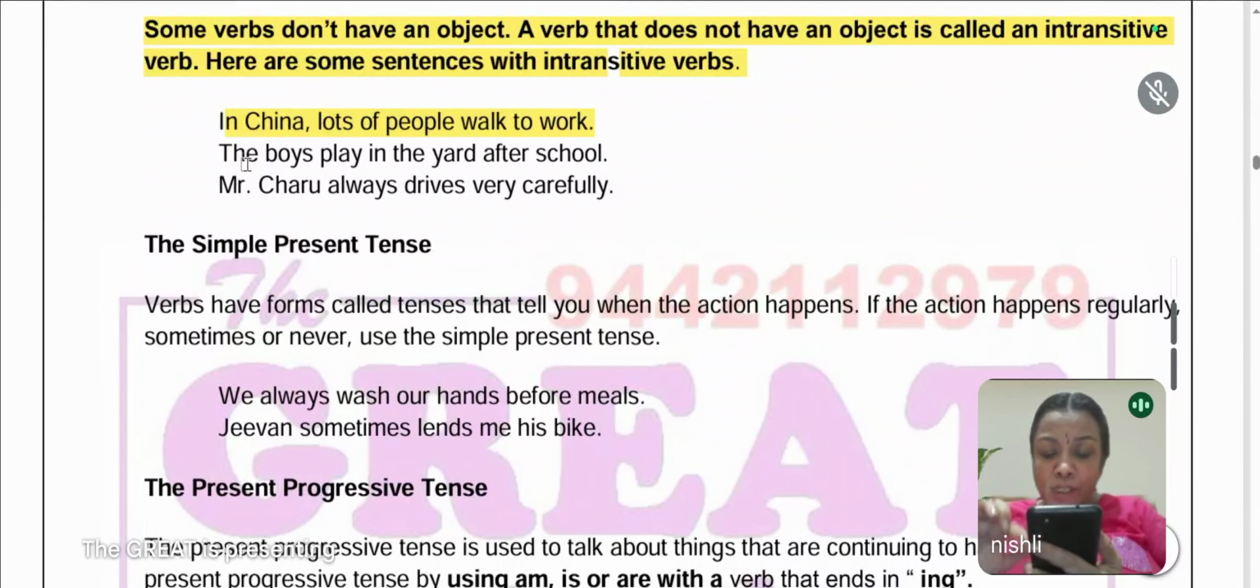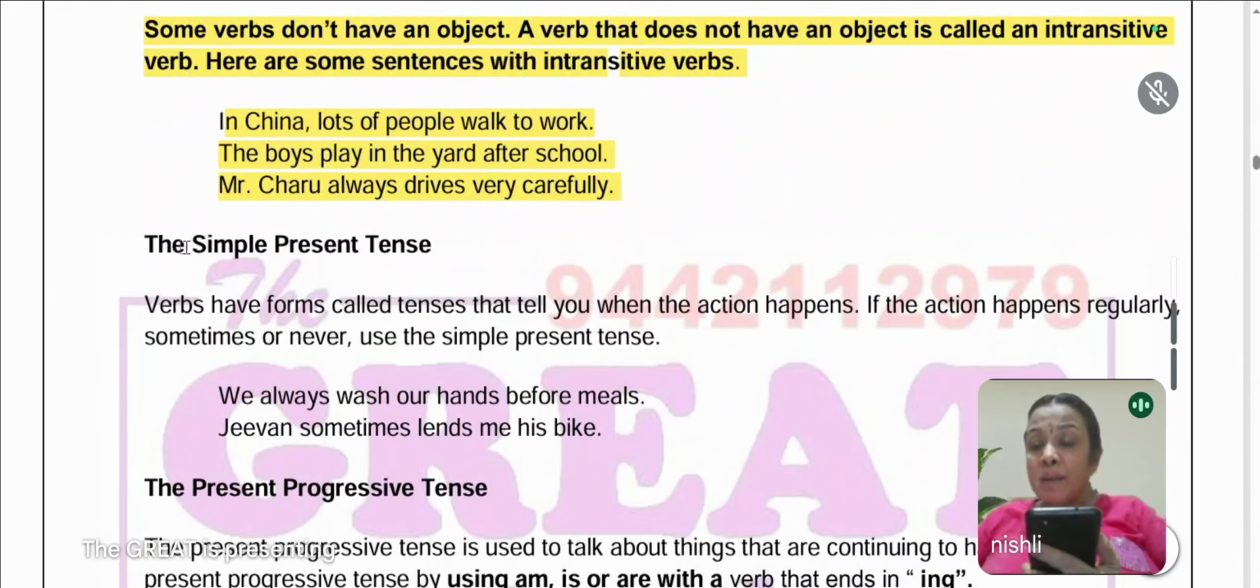Okay. So the boys play in the yard after school. So there's no object at all. Mr. Charu always drives very carefully. So there's no object. There's a subject, and drives is the verb. Here too, the boys play in the yard after school. The boys is the subject and play is the verb.